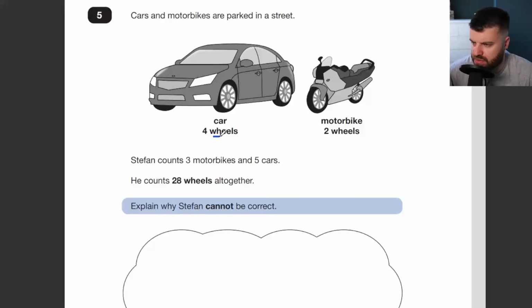Cars and motorbikes are parked in a street. Car, 4 wheels. Motorbike, 2 wheels. Stefan counts 3 motorbikes and 5 cars. He counts 28 wheels altogether.